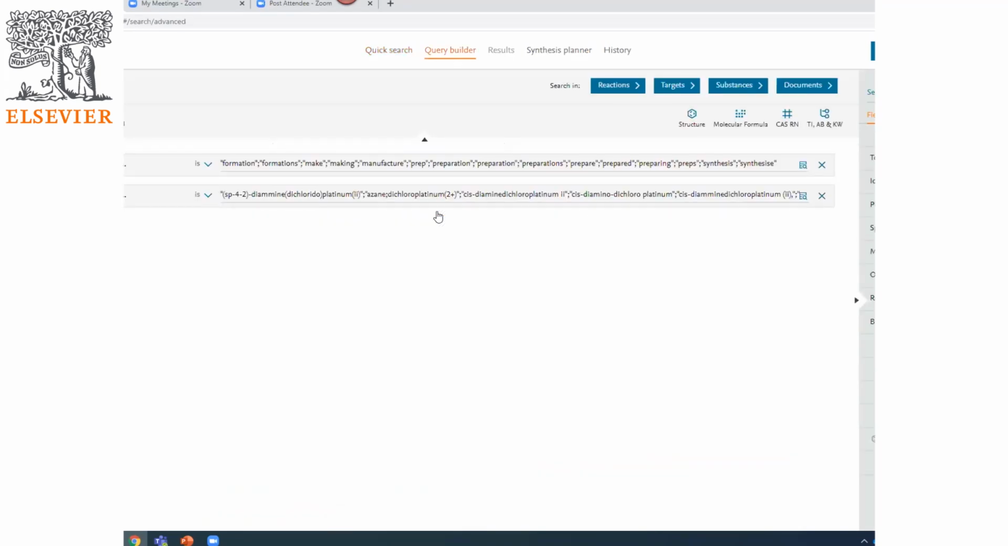So what does it mean? As you know, there are a lot of synonyms in our language, and the word preparation can be explained in the documents in different ways, and Reaxys even helps you with this. From here you see all the synonyms used by Reaxys, like formation, formations, make, making, manufacture, prep, preparation, preparations, prepare, prepared, synthesis.